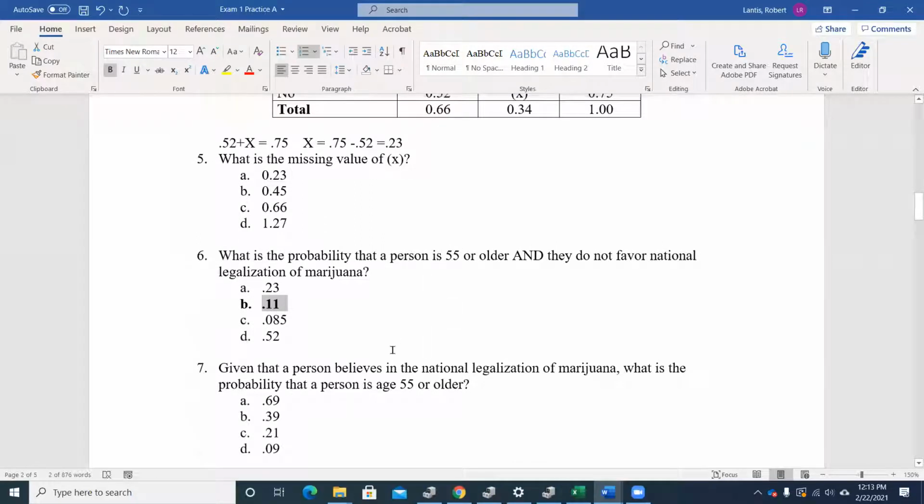Now we'll get to some maybe a little bit more difficult things. Given that a person believes in the legalization or wants the legalization of marijuana, what's the probability they are 55 or older? So let's think first about what we want. I'm going to switch over here.